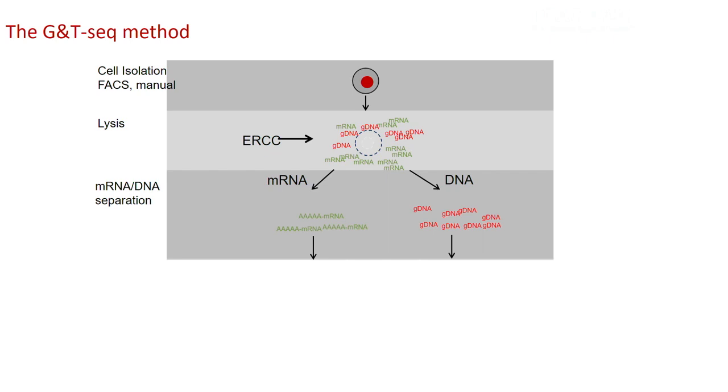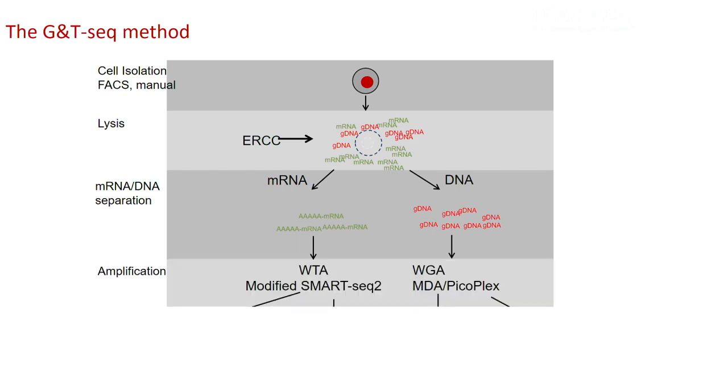We then perform a physical separation, and that's really the key to the method. It's just a careful physical separation based on oligo-dT-based capture of mRNA and careful washing and then precipitation of the supernatant, which contains the genomic DNA. We end up with effectively two tubes for every sample, or two wells in every plate, one for mRNA and one for genomic DNA. And then we can perform pretty much whatever amplification methods we would like on those.